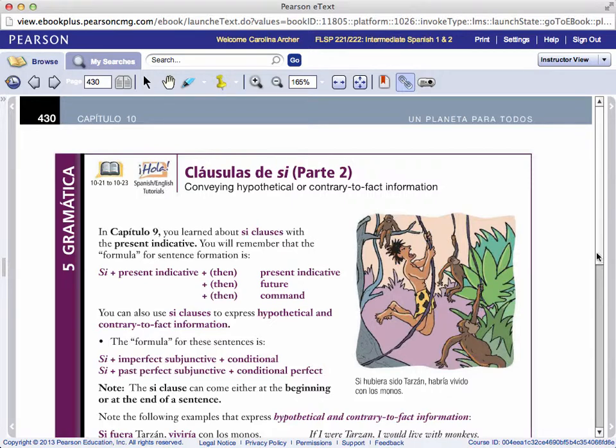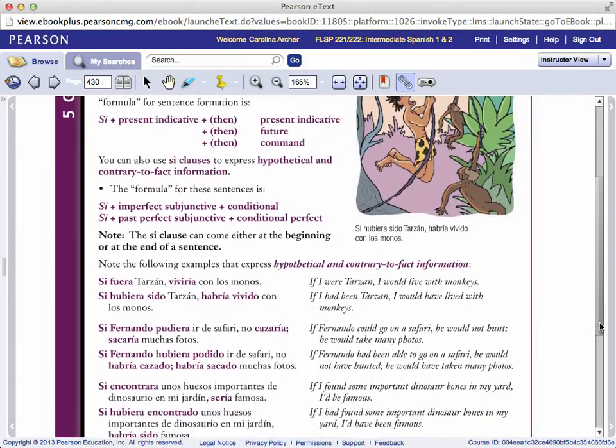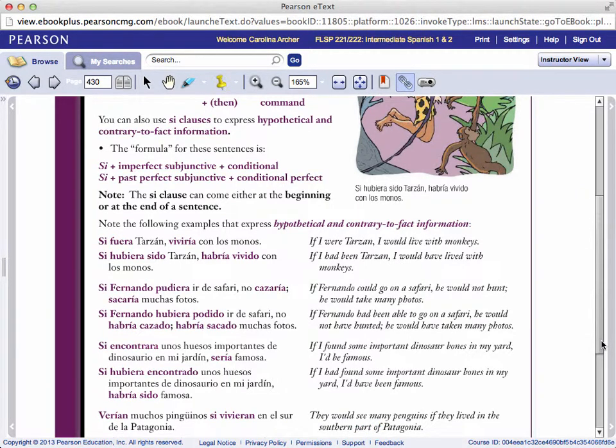So what is the formula for these sentences? We have sí. We can have two cases, in the present or in the past. Sí plus the imperfect subjunctive plus the conditional, if we are speaking in the present tense about something that is contrary to fact or hypothetical. Por ejemplo, si fuera, imperfect subjunctive, Tarzán viviría, conditional, con los monos. If I were Tarzan, I would live with monkeys.